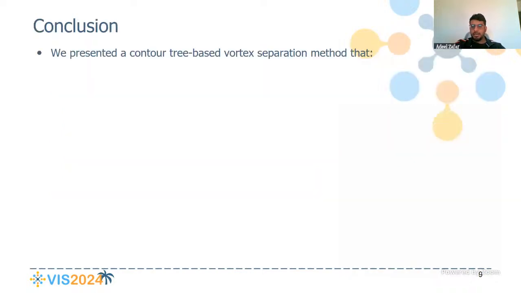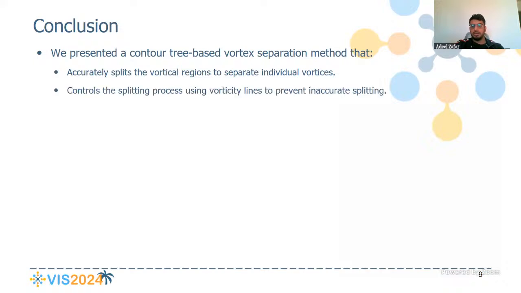So in the end, I'm concluding my talk with a summary of the work. In this work, we presented a vortex separation method that extends from the contour tree-based segmentation, which accurately splits the vortical regions to separate individual vortices from each other, controls the oversplitting using a statistic based on vorticity lines, and depends upon a less sensitive parameter tau compared to the previous, more sensitive parameter called VSF.